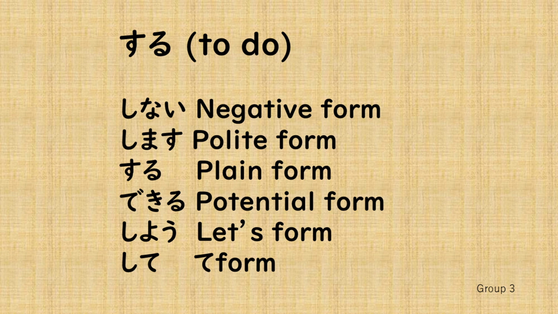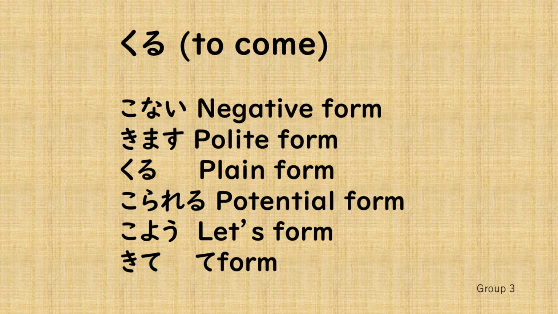しない as a negative form, します as a polite form, する as a plain form, できる as a potential form, しよう as a let's form, して as a te form. The second one is 来る.